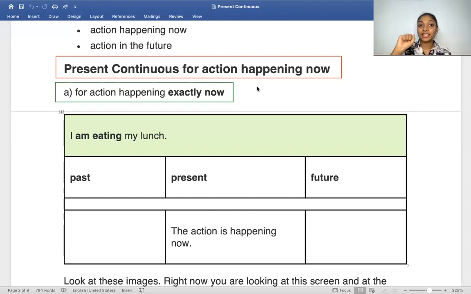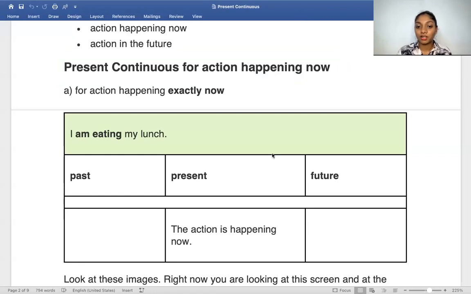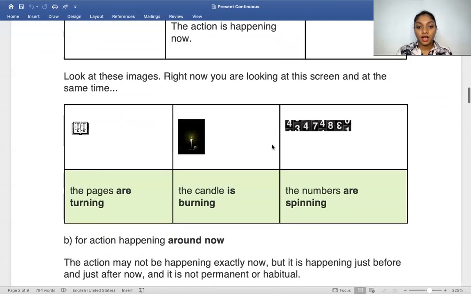Actions happening exactly at the time we are speaking. Okay. Now imagine I am eating right now. I'm having lunch. I'm eating my lunch. We say it like that. Okay, now I'm going to show you some pictures. More like videos, let's say. Okay.